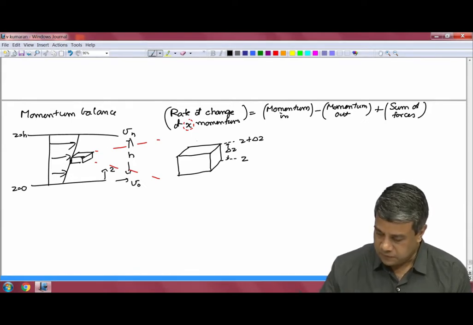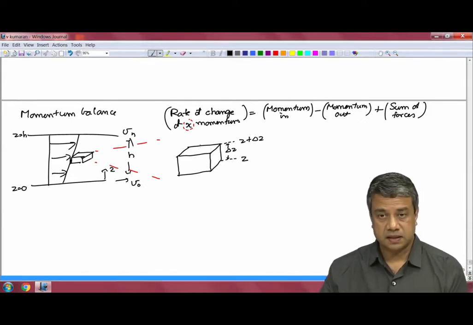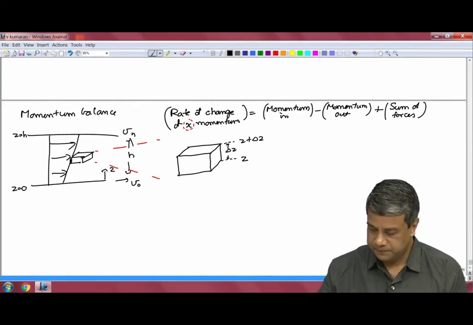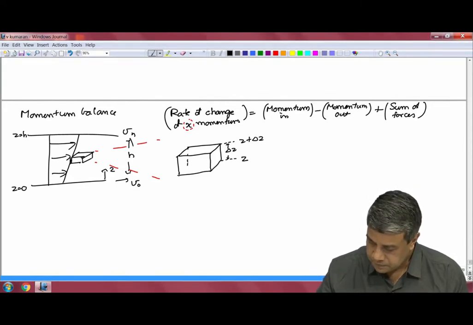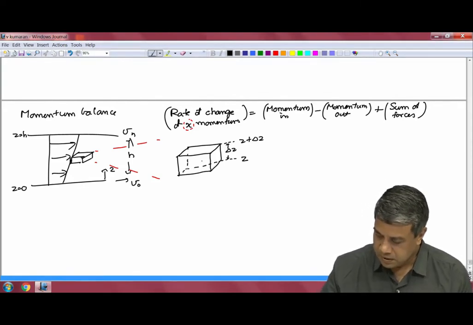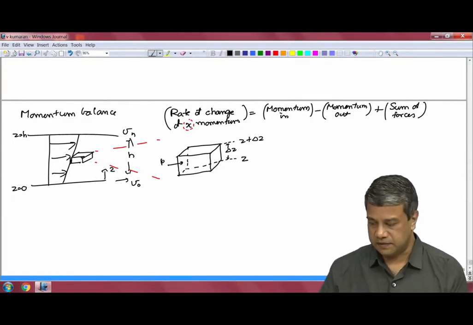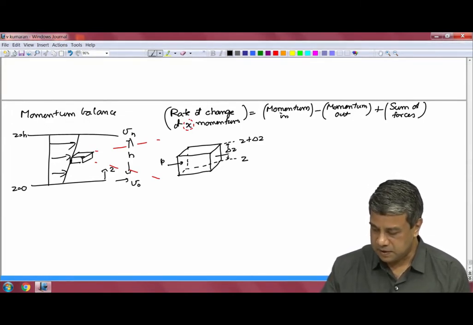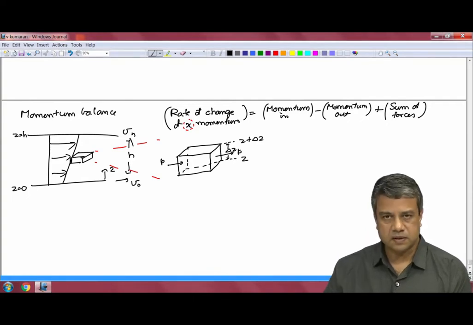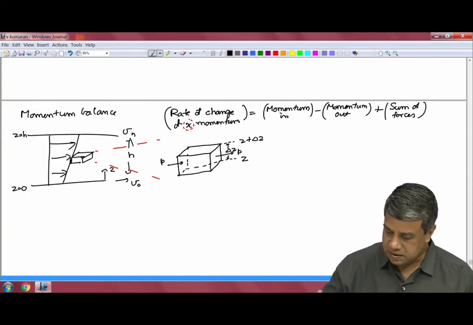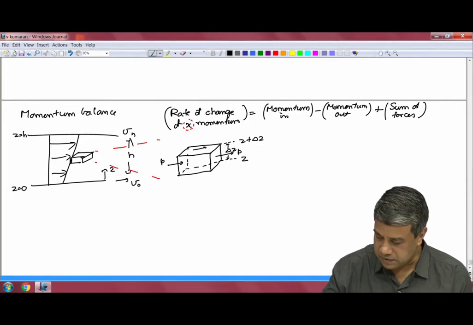Now the forces that are acting in the x direction: there is a pressure force that will act inwards at the surface on the left, and a pressure force that will act rightwards on the surface on the right. And there are stresses that will act on these two surfaces.